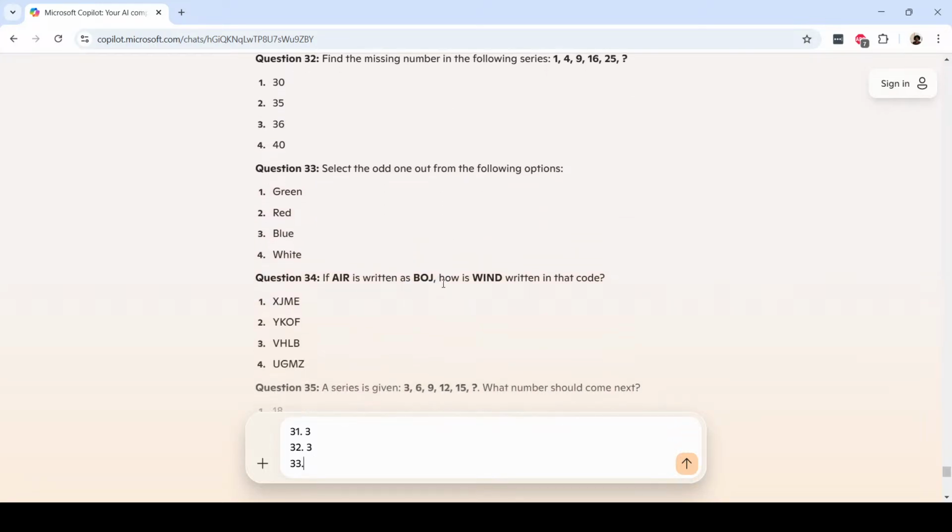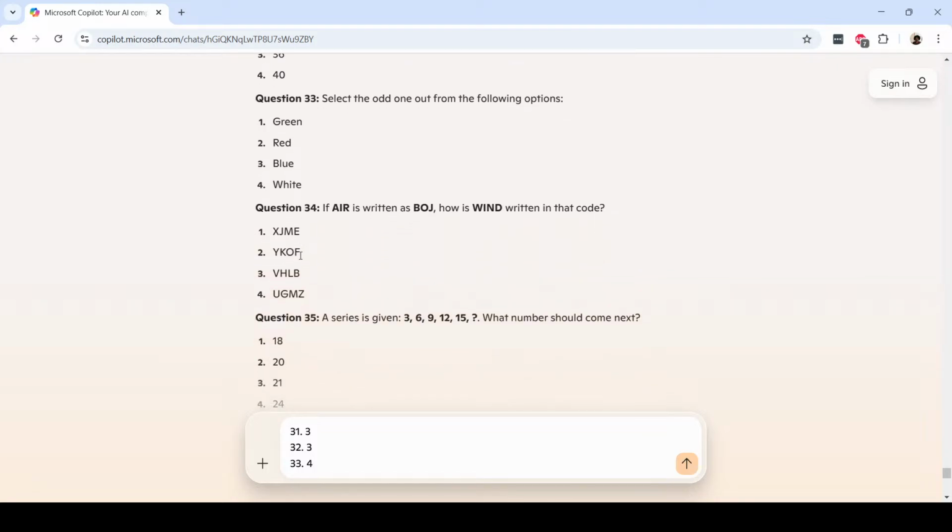Select the odd one out from the following options: green, red, blue, white. Okay, now here it's again a knowledge-based question. In computer science we have the RGB color system, right? So that means how it is formed, with colors like green, red and blue, which are the main colors. With these three colors combination you can form any color, even white also. So that's why our answer is white, it is not a main color.